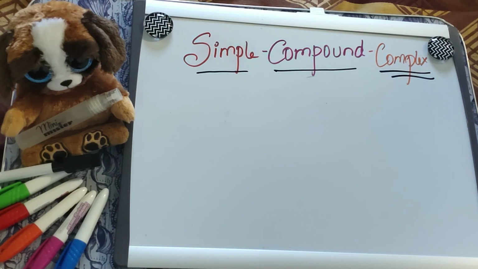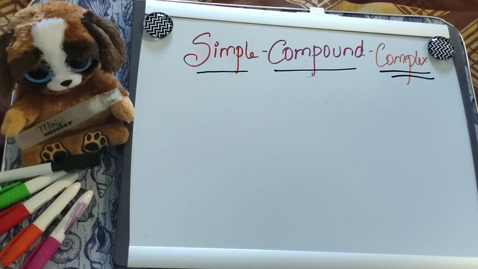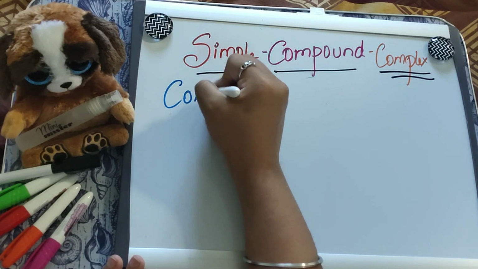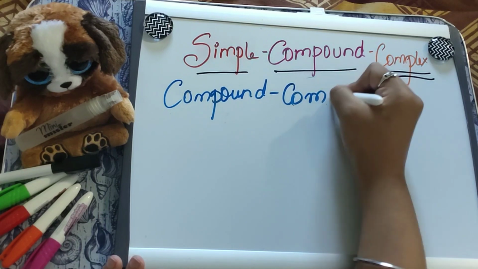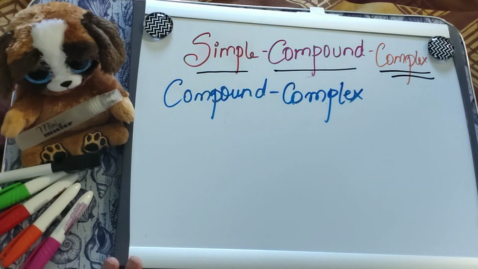So basically, if we try to analyze the sentences, it does not end in the complex sentences, there is another part to it which we will be adding in the next video, and that sentence is compound-complex. So simple, compound, complex, compound-complex. Now, these sentences are four types, and they are four types because they depend on the number of clauses they have in them.